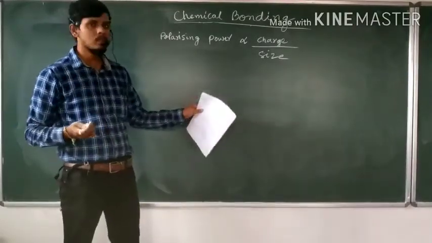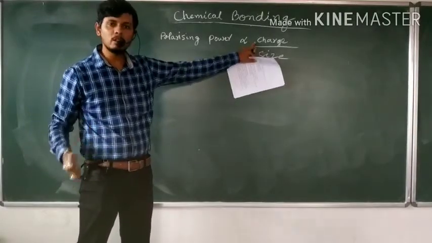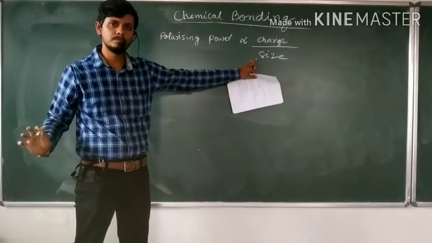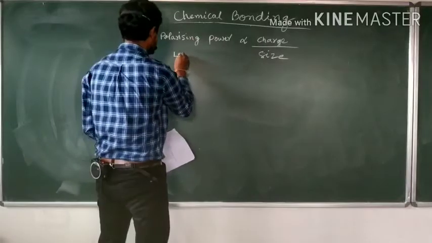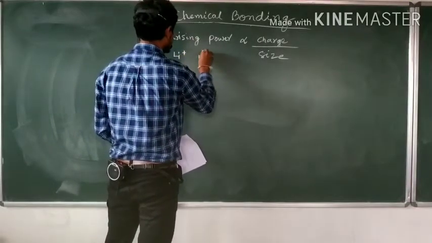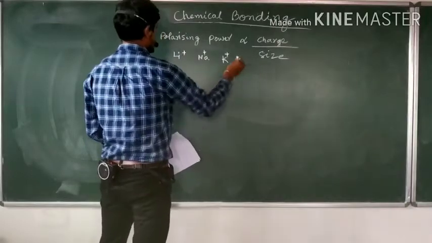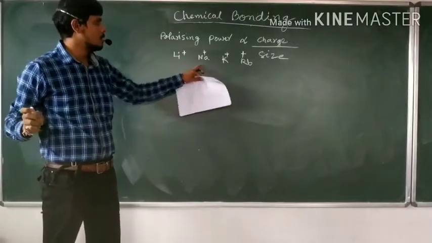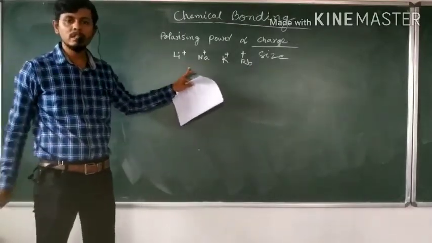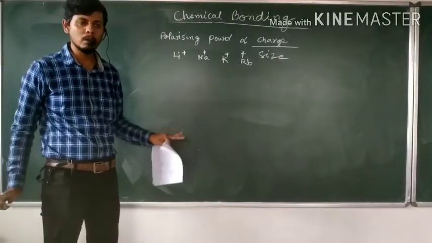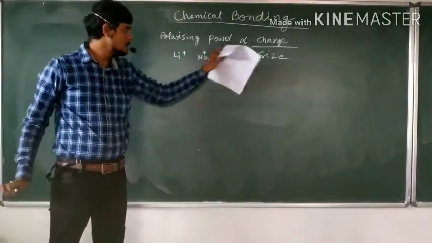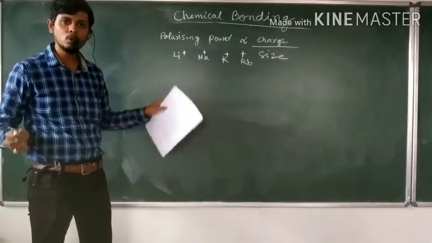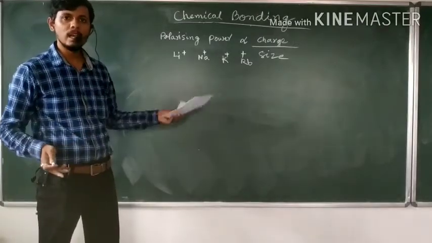So if the charge of the cations is the same, then the only thing that will be important is size. For example, if I have lithium positive, sodium positive, potassium positive, rubidium positive, the question is: arrange these cations in increasing order of polarizing power. The charge is the same. So which cation will have more polarizing power? The cation that has less size.